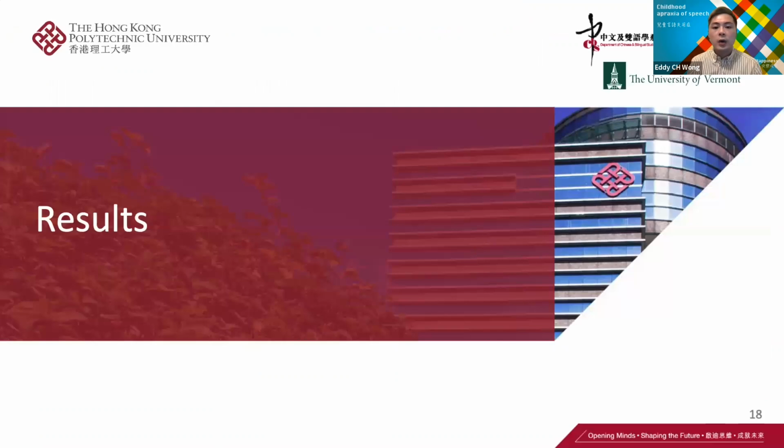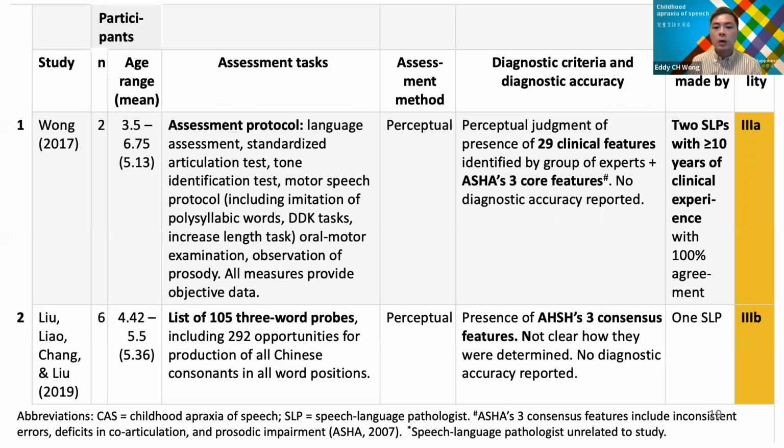Among the 5 articles, the first one was done by Wang 2017, which is a master thesis. It includes 2 Cantonese-speaking children with childhood apraxia of speech, and in the thesis, there are assessment tasks and a detailed assessment protocol was reported.